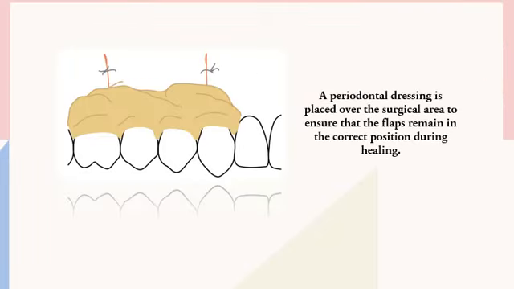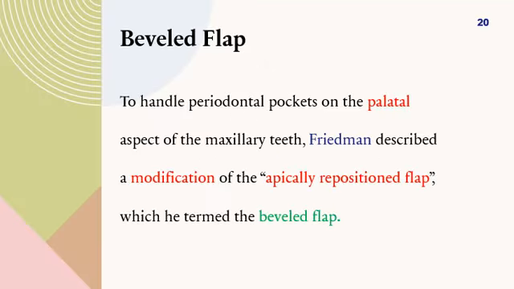A periodontal dressing has to be placed over the surgical area to ensure that the flaps remain in the correct position during healing. But we know that we cannot just use this kind of apically repositioned flap in the palatal of maxillary teeth because there's no mucogingival junction there. So the palatal flap cannot be moved to a more apical area. So we have to use a modification there, which was described by Dr. Friedman as the beveled flap.